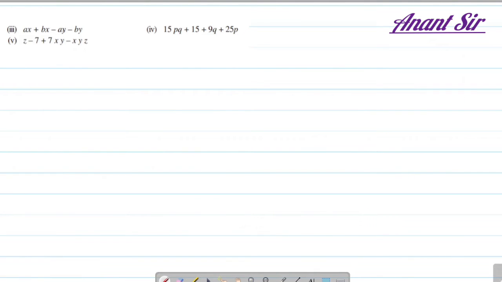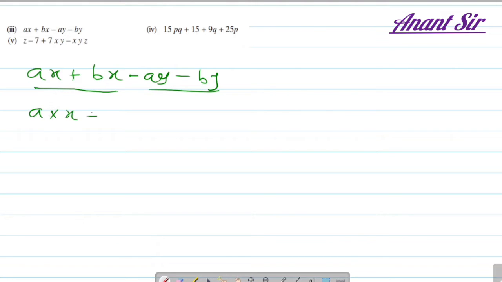Yes, so question number 3. Question 3 is ax + bx - ay - by. Now this is a little bit different. Okay, please pay proper attention to this. So first two terms, last two terms. So ax I will write as a into x, plus bx as b into x, and minus ay as a into y, minus by as b into y.